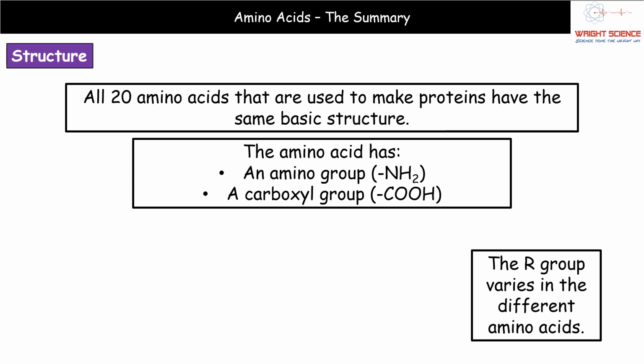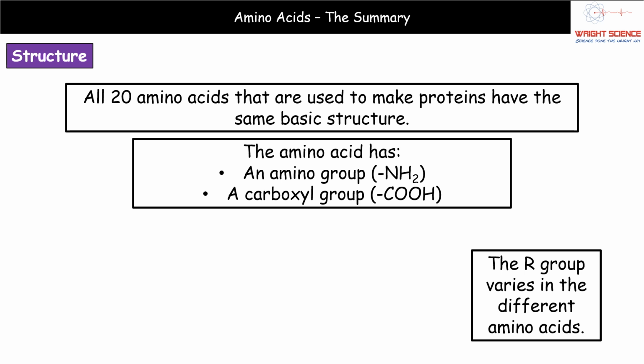They've got the same basic structure, and you need to know this structure. They could just ask you to name certain parts of it. They could ask you to actually finish off part of a displayed formula. So when it comes to our amino acids, they've got 2 groups. The first thing they've got is the amino group, which is the NH2 part. And then they've got a carboxyl group, which is the COOH part. So what we have there are the 2 key parts of the amino acid.